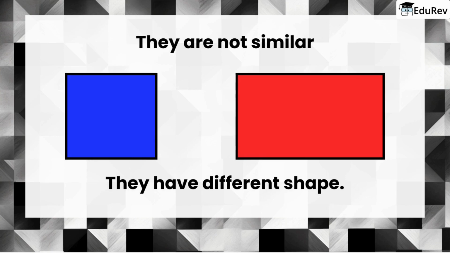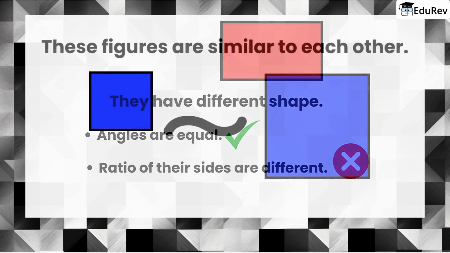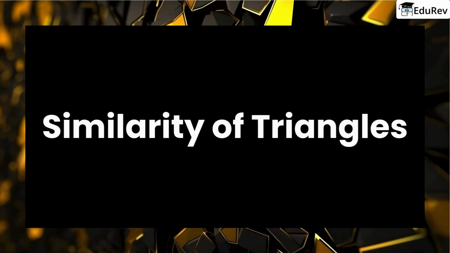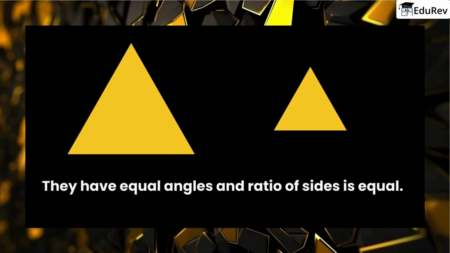So a square and a rectangle are not similar because they have different shapes. Even though angles are equal, the ratio of their sides is different. To represent the similarity of figures, we use the similar to symbol. Similarity of triangles. Now that we have defined the similarity of two figures, we can try to understand it in the case of triangles. Two triangles are similar if they have equal angles and the ratio of sides is equal.